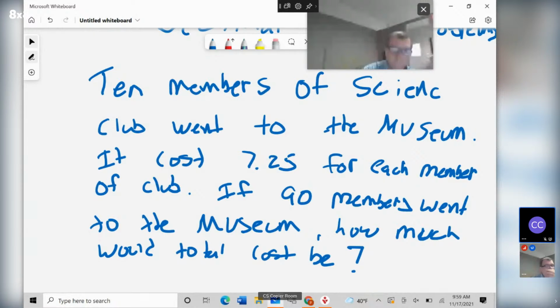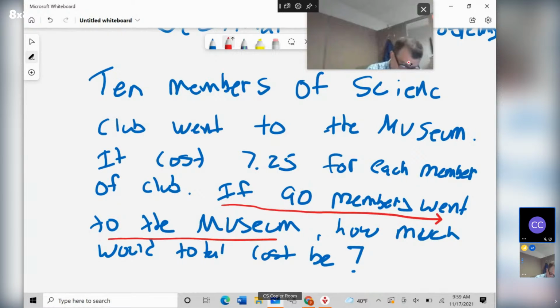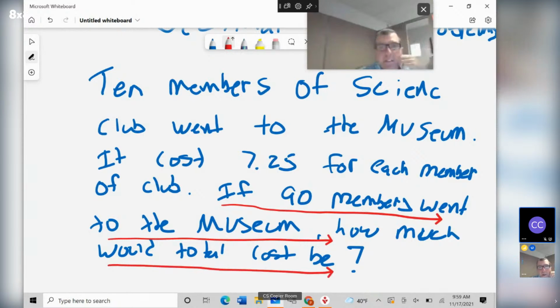Okay, so I know word problems get wordy, but we have to really look at what it's asking for. So the last sentence here, I'll put this in red here. It said if 90 members went to the museum, how much would it be? That's kind of what this question is asking. So up top, it's got 10 members of the science club went to the museum. It cost $7.25. So the cost is also important. So we know it costs $7.25 to get in. And now we know it's asking if 90 members of the club went. How much would it be?